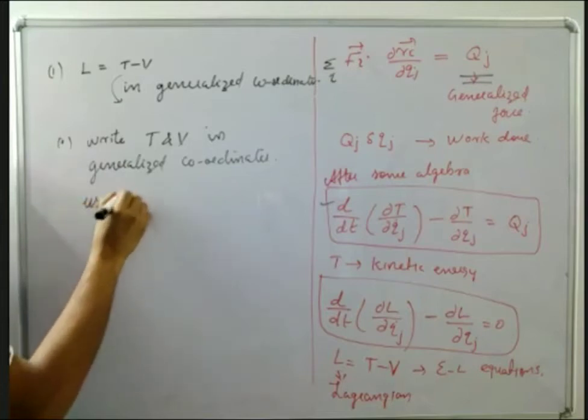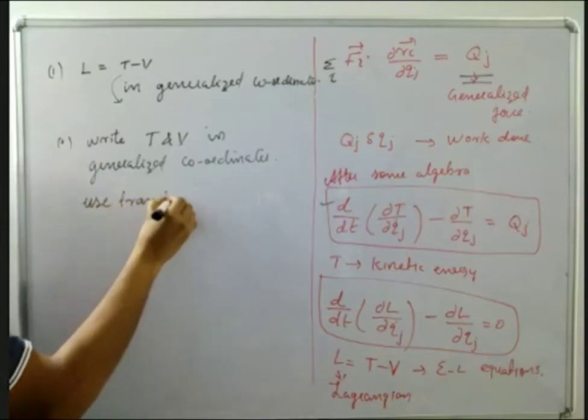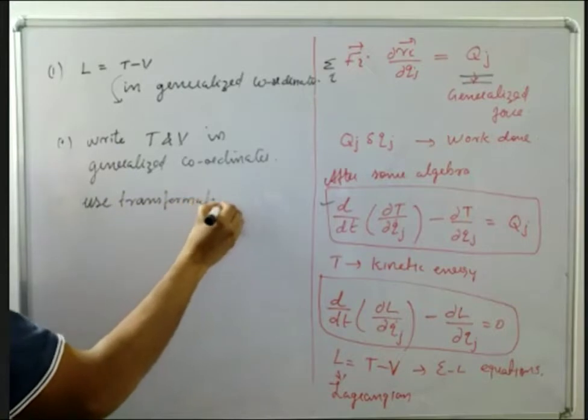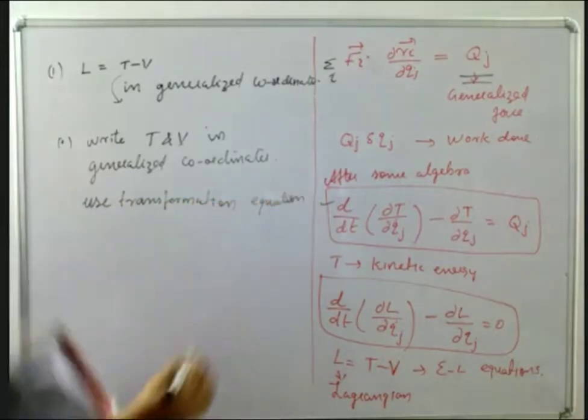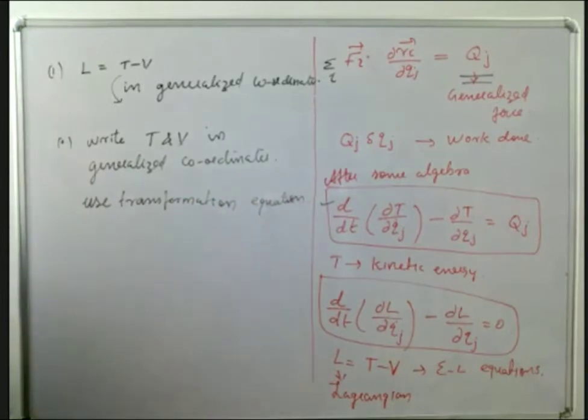Transformation equations. What do we mean by transformation equation? By transformation equations, we mean the equations which connect the generalized coordinates and the coordinates that we are familiar with, the Cartesian coordinates, for instance. The equations connecting these are known as the transformation equations.